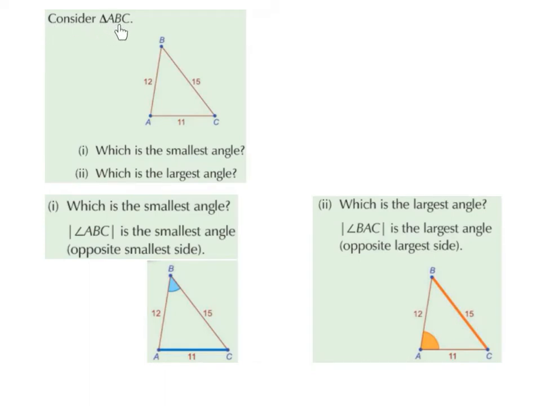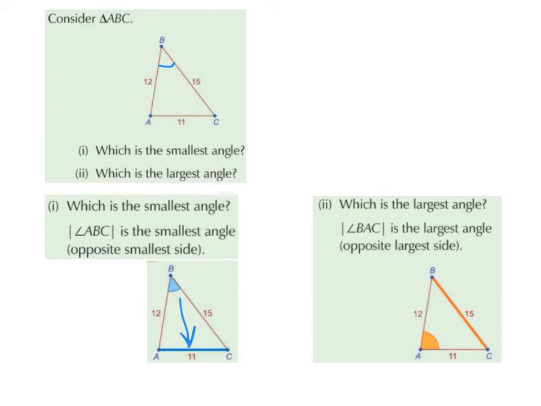So consider the triangle ABC. Which is the smallest angle? So angle ABC is going to be the smallest angle. So angle ABC, so this angle here, because it is opposite the smallest side, which is 11. 11 being the smallest side. 11 is smaller than 12 or 15. So angle B is opposite the smallest side. It's looking across at side 11. So smallest side, therefore this has to be the smallest angle.